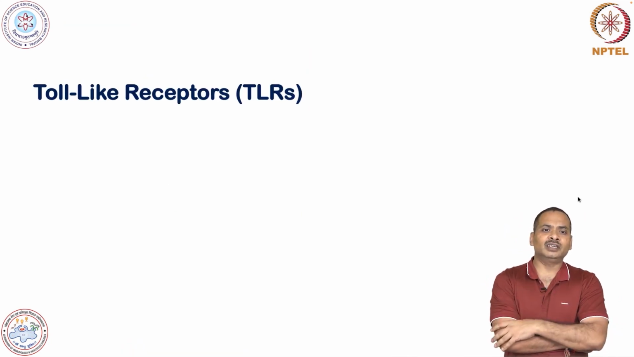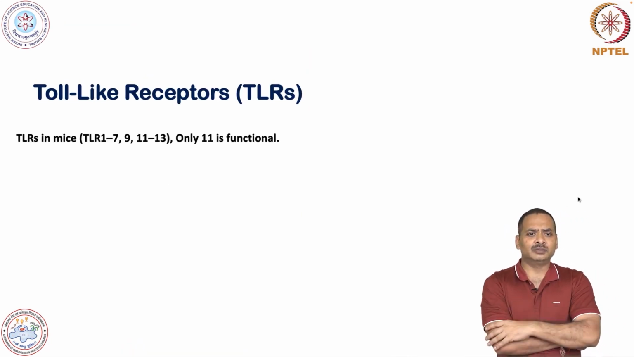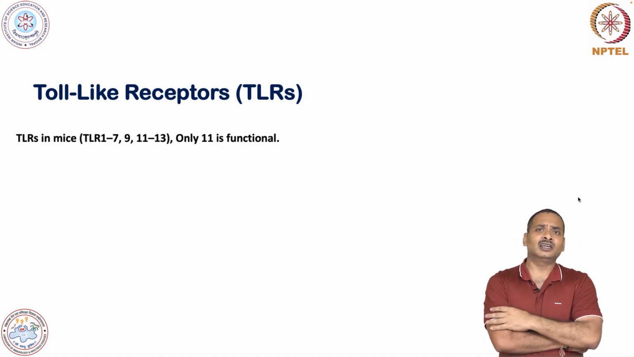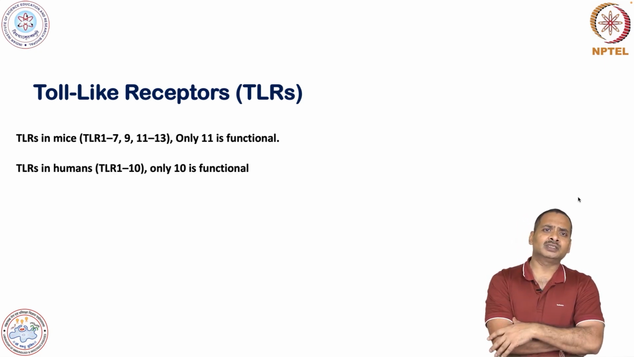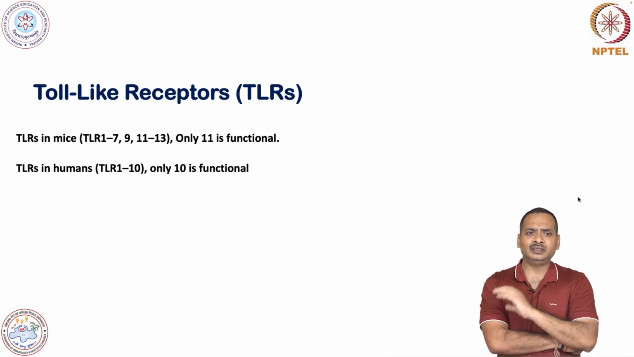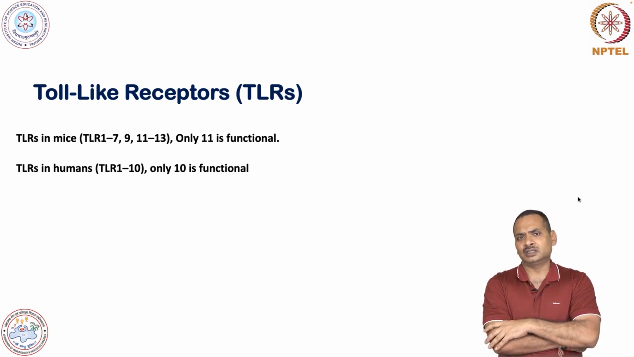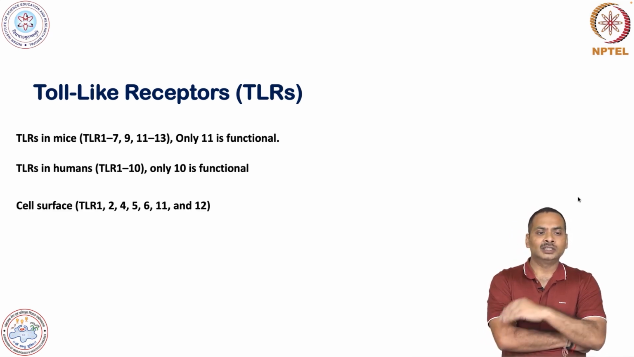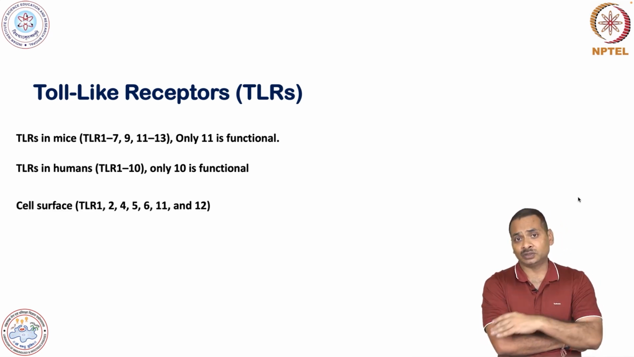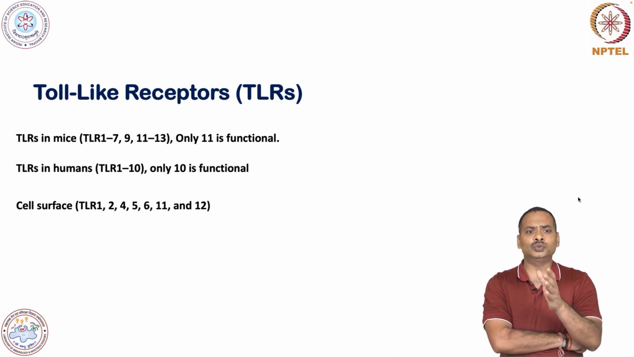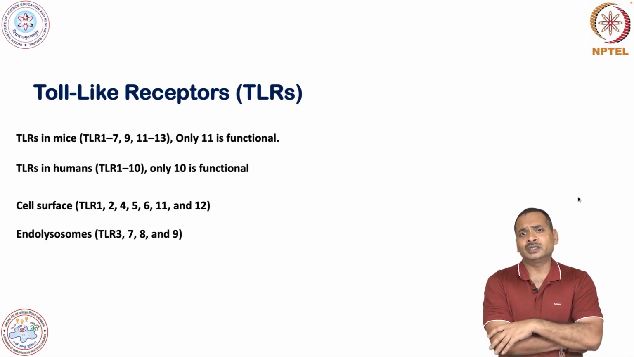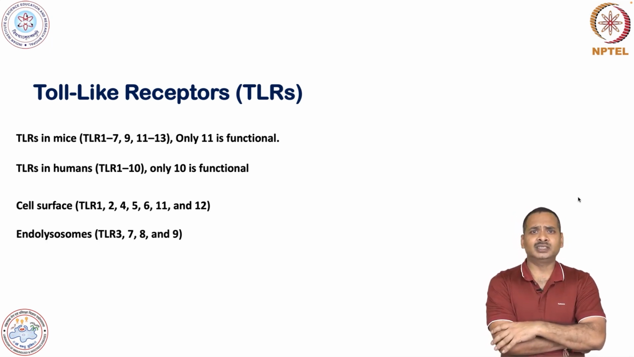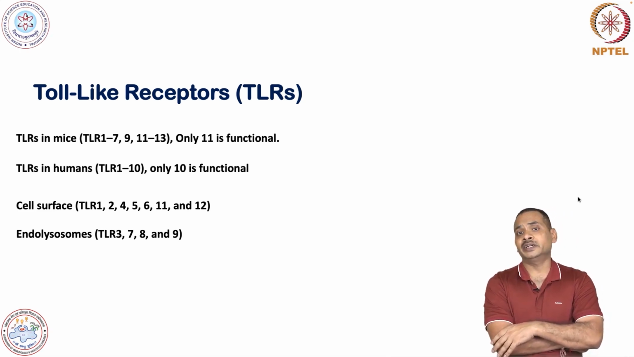Now, I will take you to the TLRs, which we have discussed. In mice, these TLRs are present: TLR 1 to 7, 9, and 11 to 13. So, only 11 TLRs are functional. In humans, there are TLR 1 to TLR 10, and only 10 functional TLRs are present. Some of these TLRs are expressed on the cell surface, like TLR 1, 2, 4, 5, 6, 11 and 12. In endosomes, there are 4 major TLRs present, that is TLR 3, 7, 8 and 9.